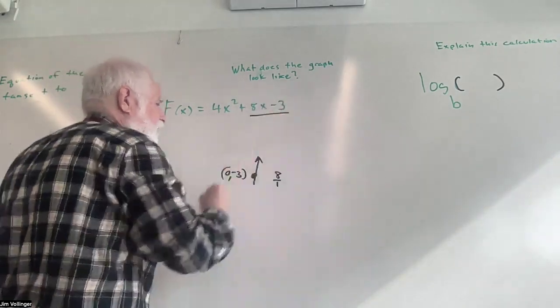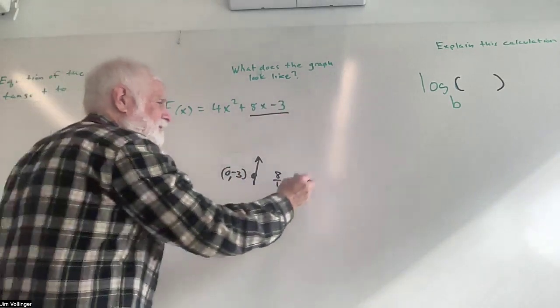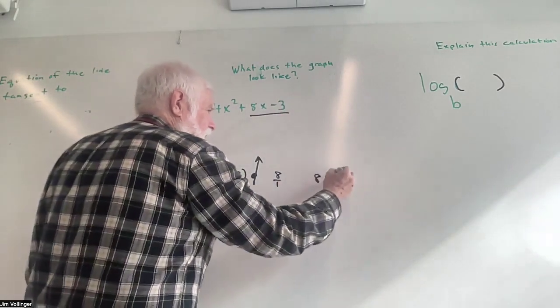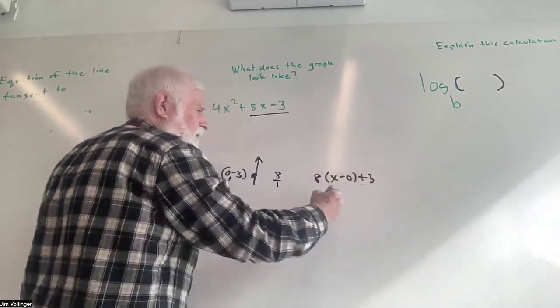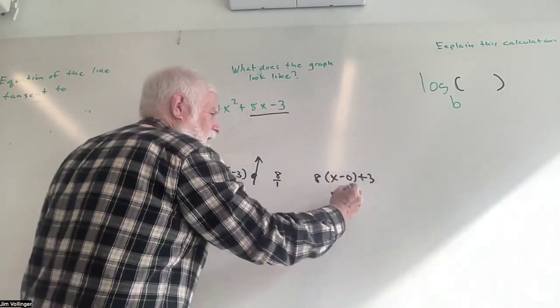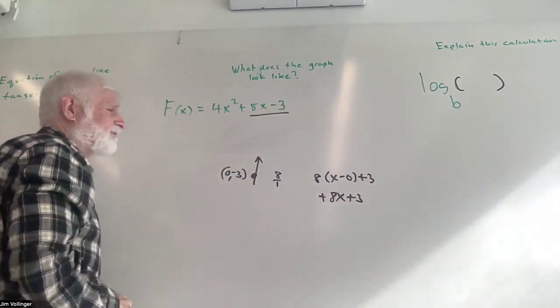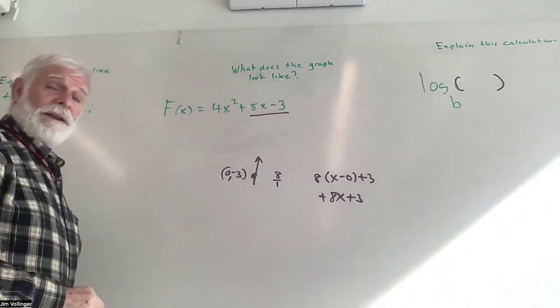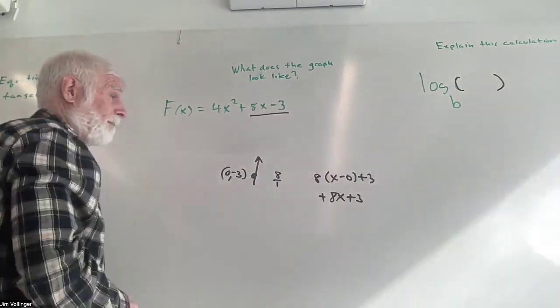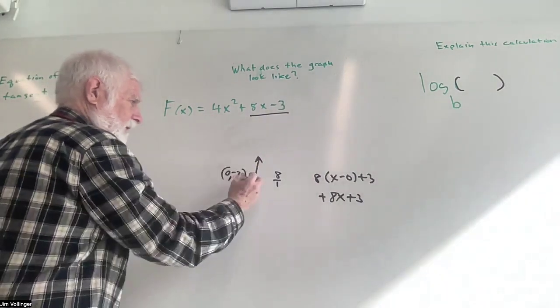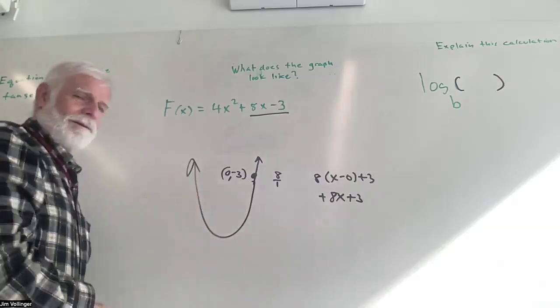Oh, yes, there it is, 8x minus 3. Yes, this is slope of 8, x minus 0 plus 3. I think that can be written as 8x plus 3, and I think that's a positive number. Oh, I guess the tangent was there all along. What kind of shape do we have? Cup shape up. If I'm increasing, I think cup shape up's got to go that way.